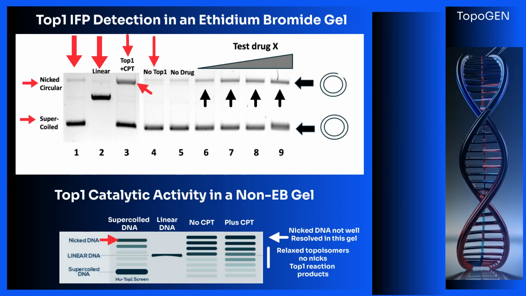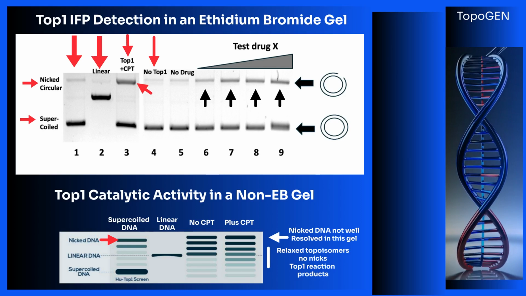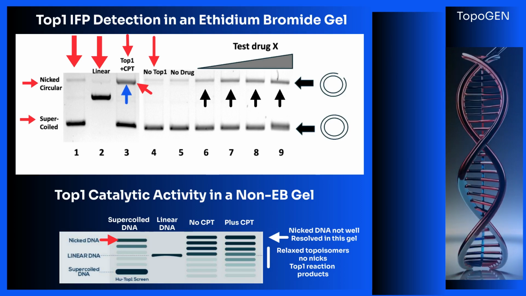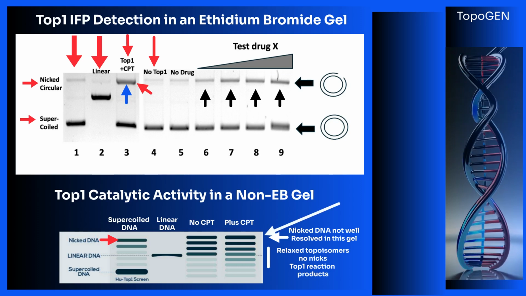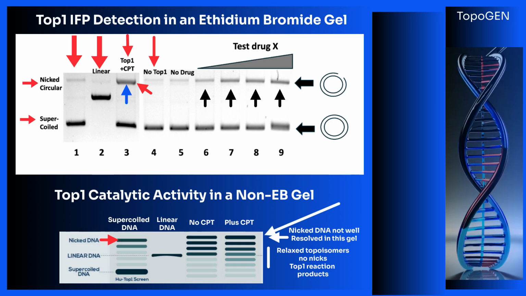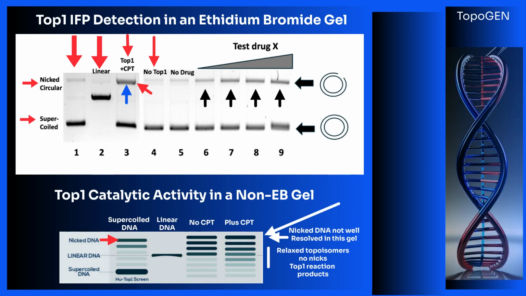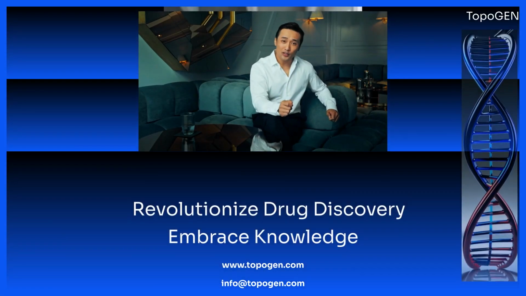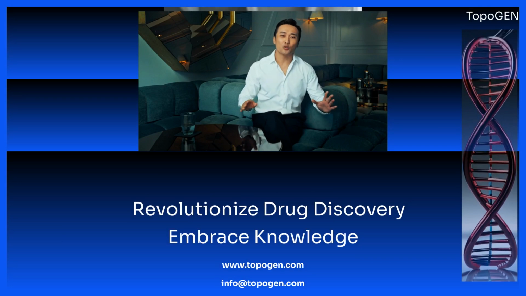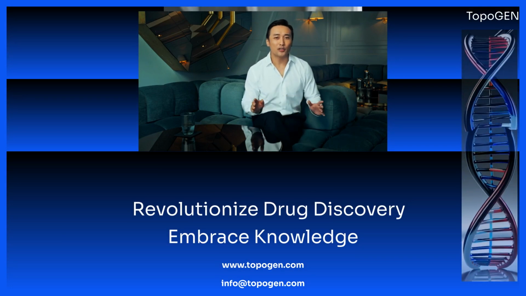For instance, compare the separation of nicked DNA in lane 3 in the EB gel to lane 4 in the non-EB gel. Clearly, the EB gel is optimal for detecting nicked DNA, while the non-EB gel is better for assessing relaxation, or TOP1's catalytic activity. Using these tests, we can understand complex drug interactions, leading to new drug discoveries.